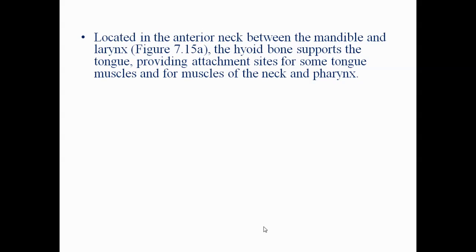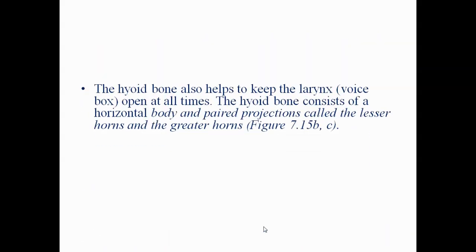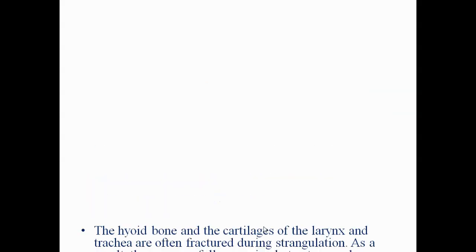The hyoid bone supports the tongue, providing an attachment site for some tongue muscles and for muscles of the neck and pharynx. The hyoid bone also helps to keep the larynx, the voice box, open at all times. The hyoid bone consists of a horizontal body and paired projections called the lesser horns and the greater horns, as you have seen in the picture. The muscles and ligaments attach to these paired projections.